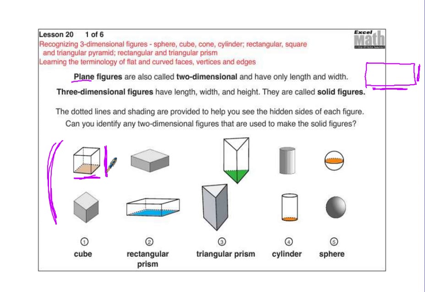Now, the way that they draw them makes them look as though they also have depth to them. But they do not really have depth. It's just a trick that your eyes are playing on your brain. If you look around the room right now, the things that you see are three-dimensional. These are three-dimensional figures because they have length, width, and height, or depth to them. And they're also called solid figures.